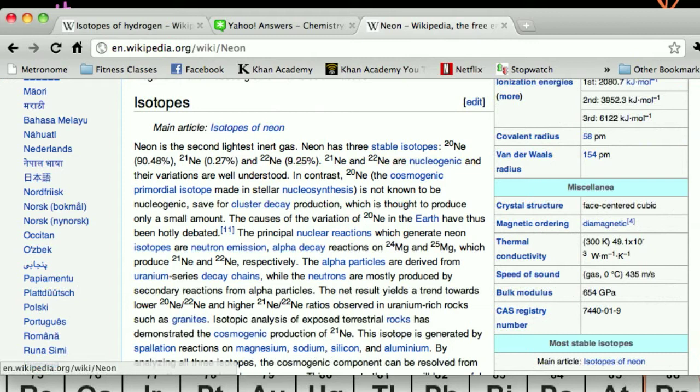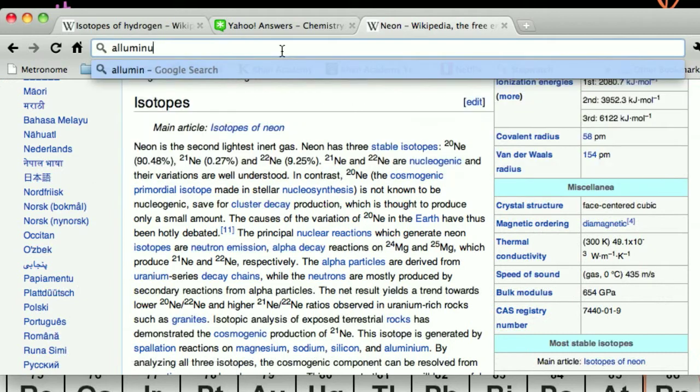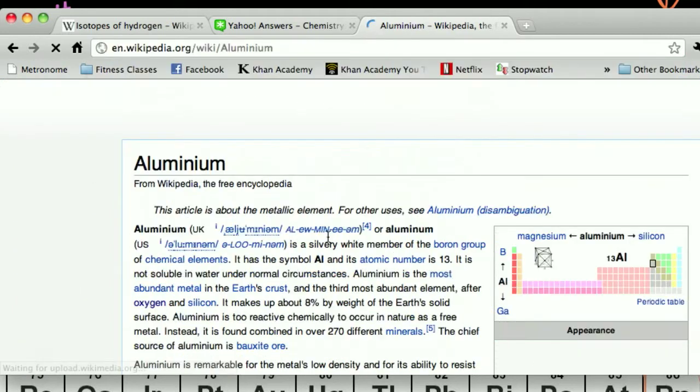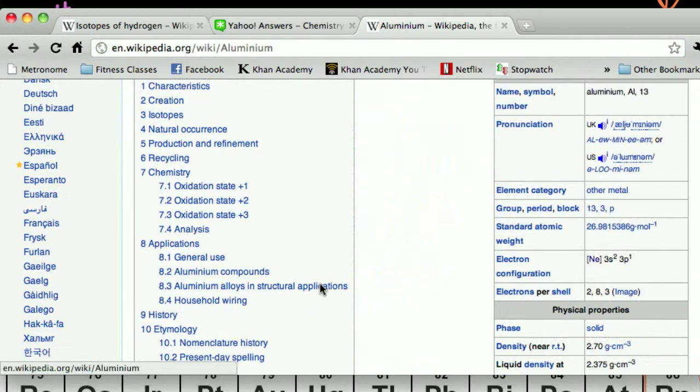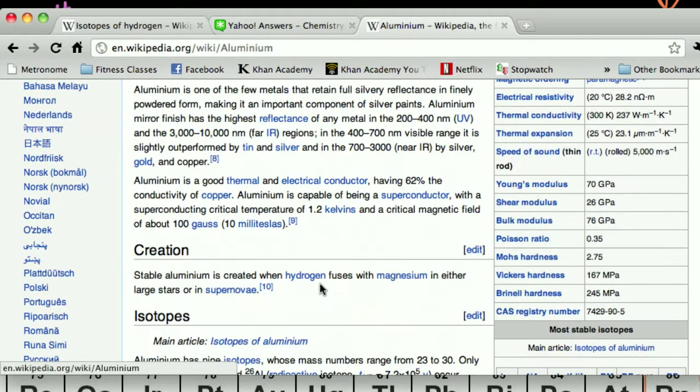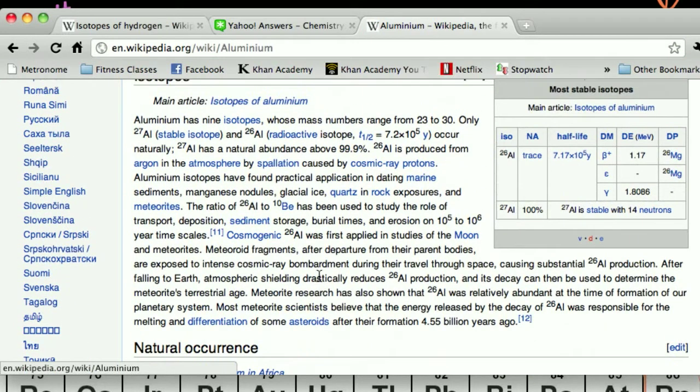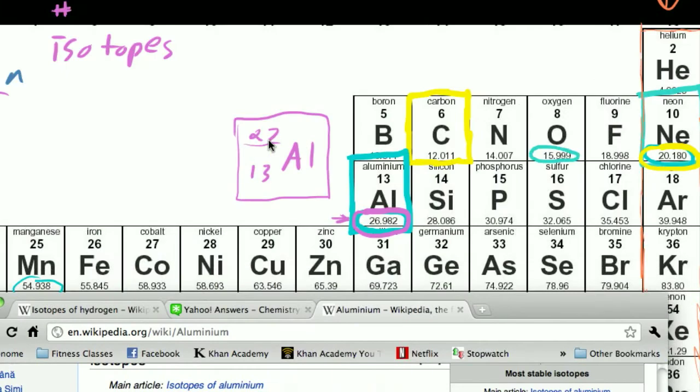I'm just going to look up aluminum real quick. Go to Wikipedia again, and I'll look up the different isotopes. There we go. So yeah, aluminum 27 has a natural abundance of 99.9%. So that's what we imagined it to be, right?